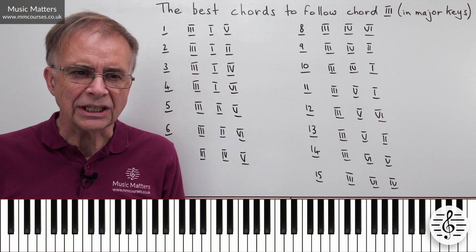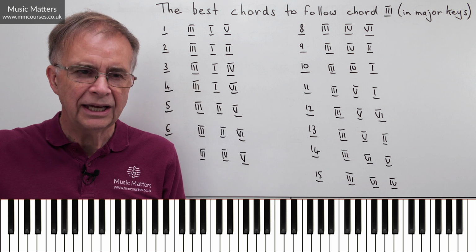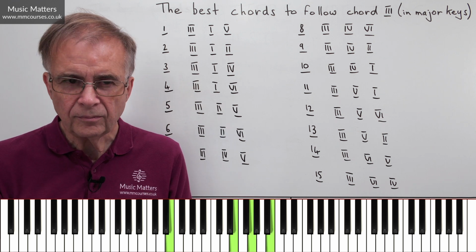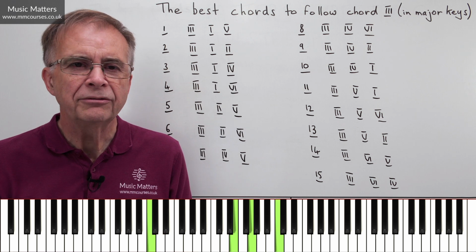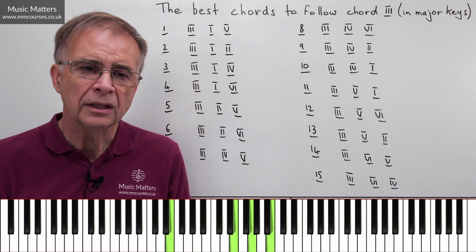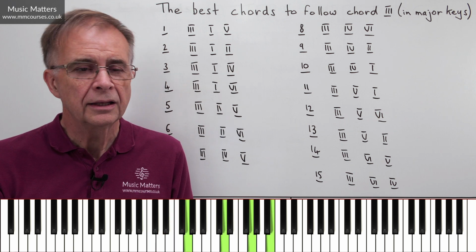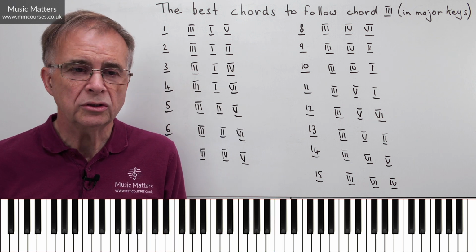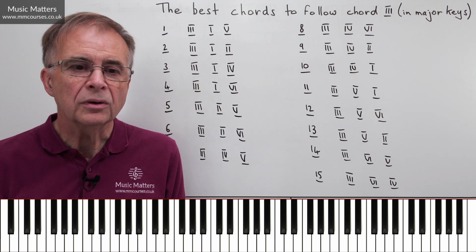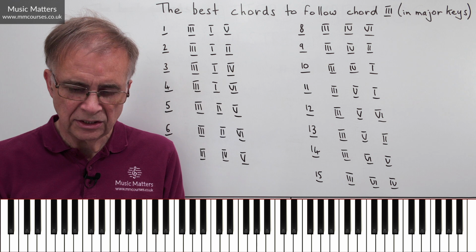Okay, so here is option number 1. Starting with chord 3, I can then go to 1 and then to 5. What does that sound like? So here's 3, 1, 5. Actually sounds quite good, doesn't it? So why would you not want to use that, really? Perfectly reasonable.